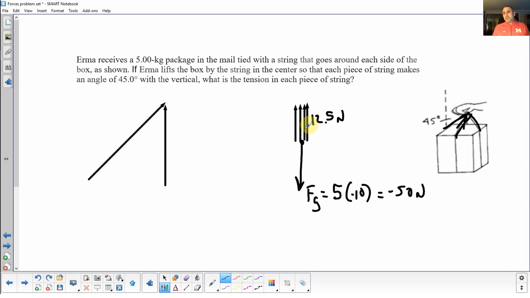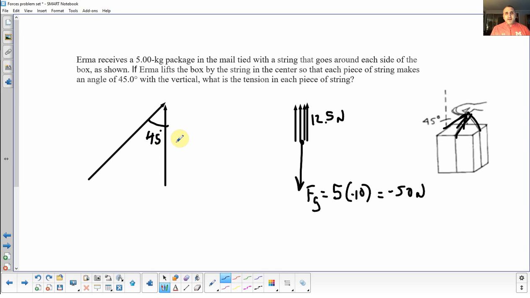Well, this is sort of the same thing that's going on. When you're talking about a package or anything like that that's being supported by multiple strings, each of those strings is carrying a quarter of the load if it's 4 strings, or if it was 3 strings, each of those strings would be carrying a third of the load. Now, if you look at this, all of these forces, each of these strings is pulling, or each of these forces is straight up, but the string doesn't pull straight up, it pulls at an angle, and they actually tell us what that angle is. It is 45 degrees to the horizontal.